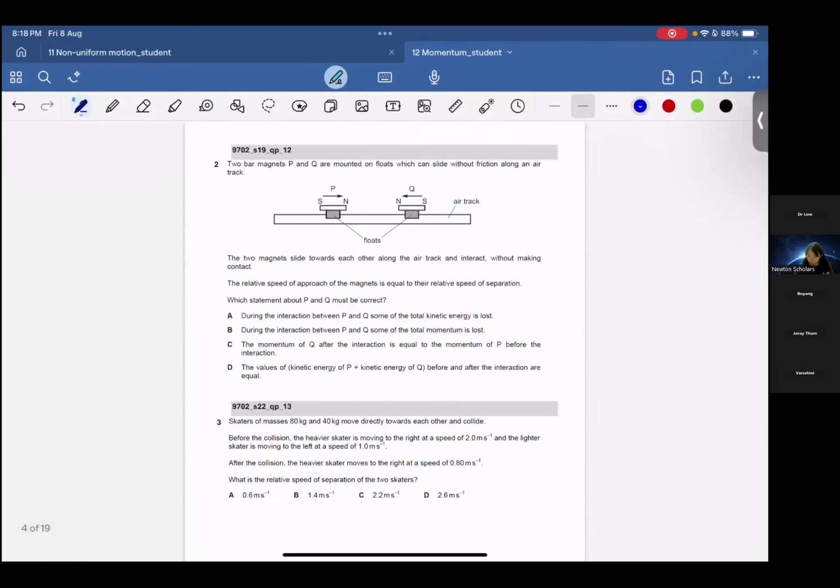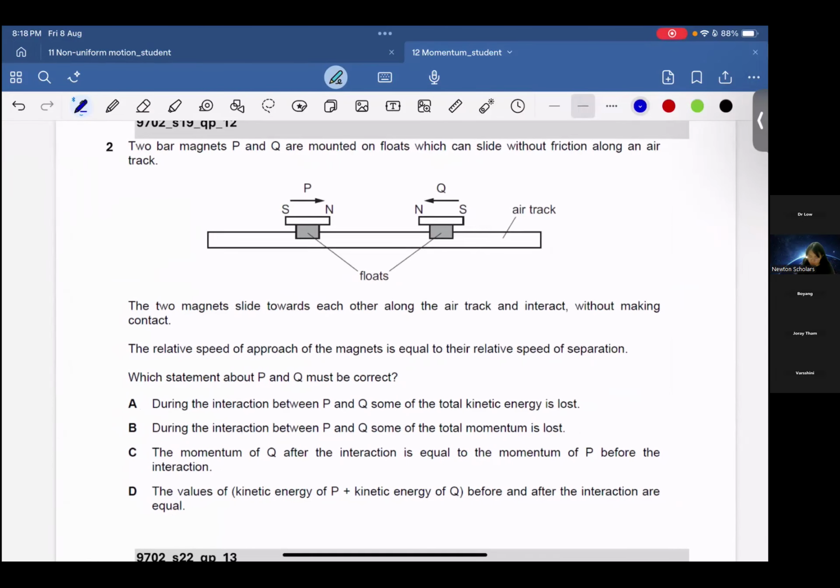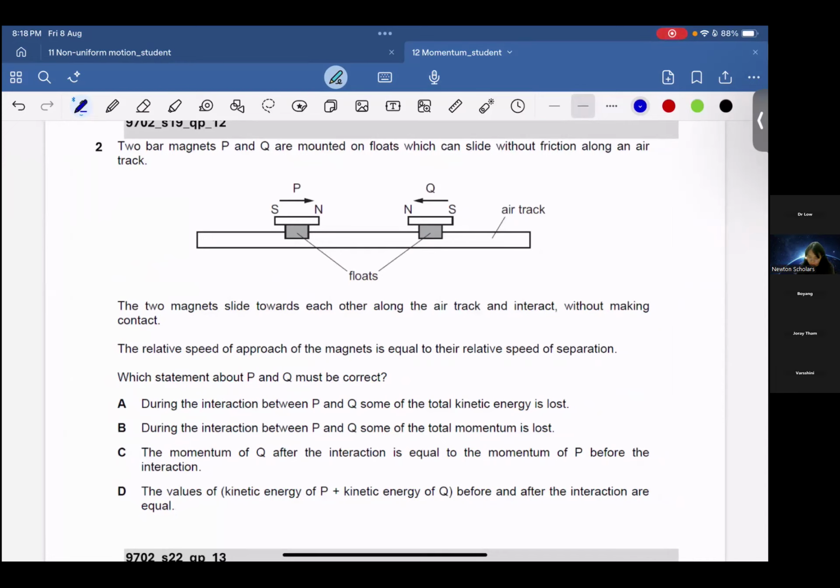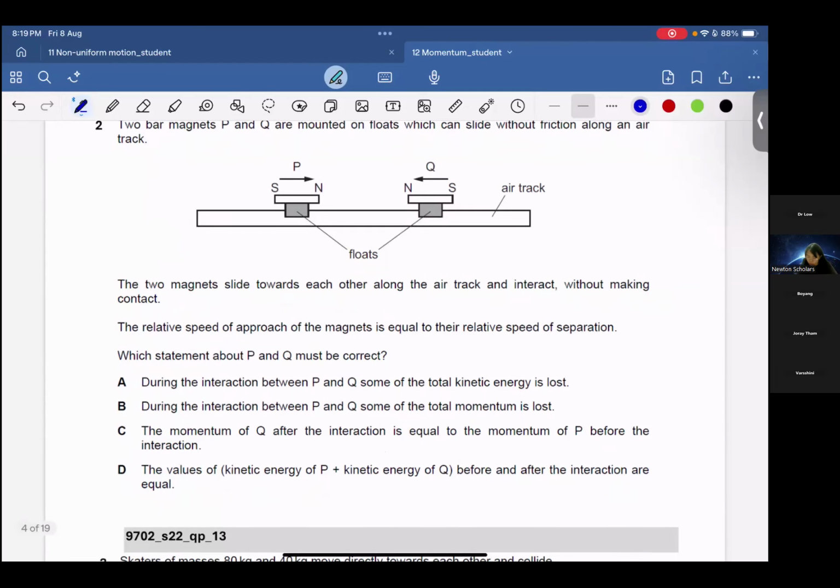Okay, so we go to the next one, boys and girls. Two bar magnets P and Q. They are on floats here, which means they can move without friction. Two magnets slide towards each other without making contact. The relative speed of approach is equal to the relative speed of separation. What does this sentence tell us? It tells us that this is a perfectly elastic collision. Okay, so A, B, C, D, what is your answer?